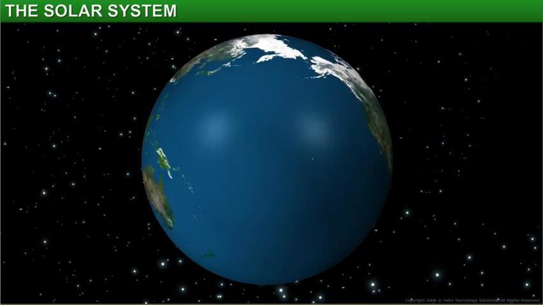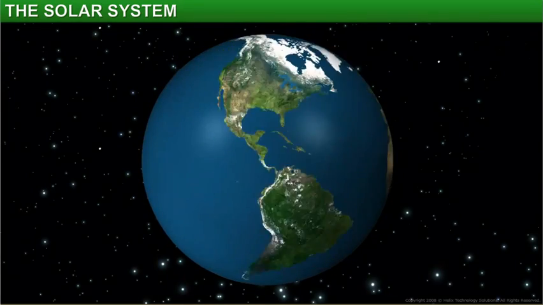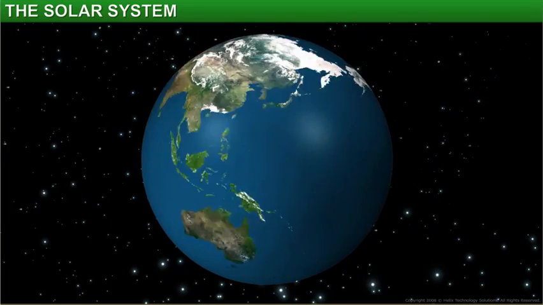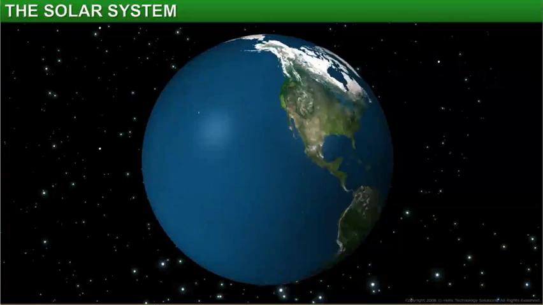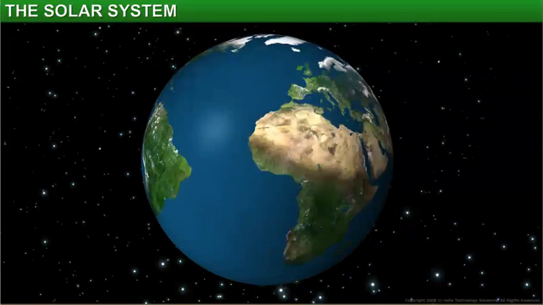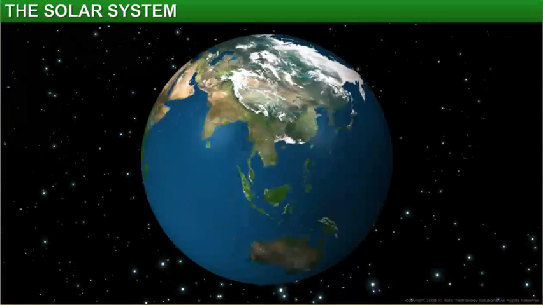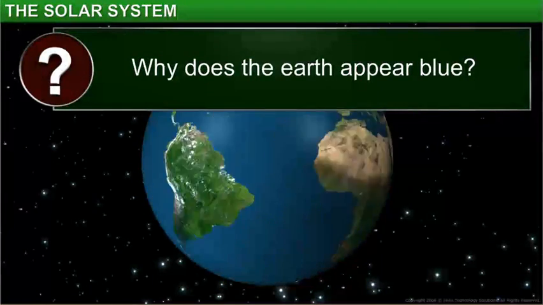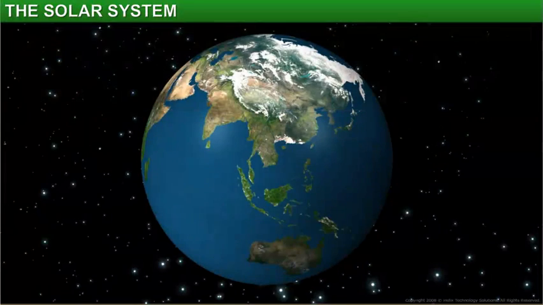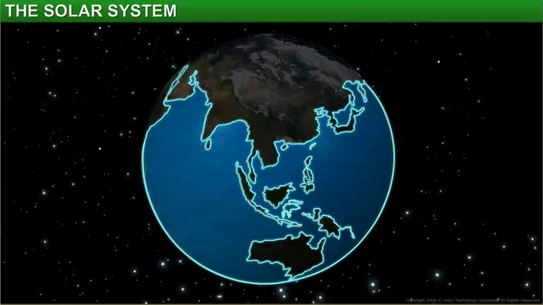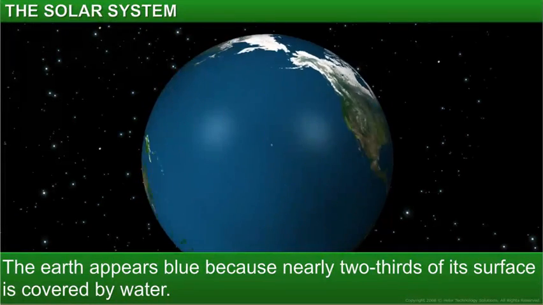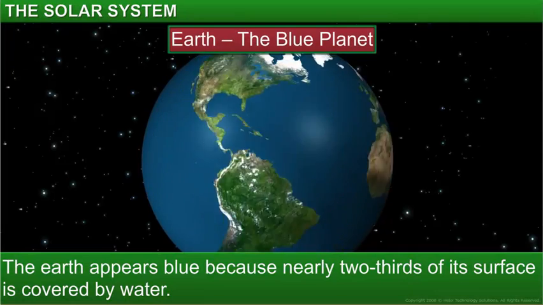Here's our planet Earth. What is the first thing that strikes you about Earth? Here is a clue. Look at its color. What is it? Earth appears blue in color. Why do you think it looks so blue? The Earth appears blue because nearly 2/3 of its surface is covered by water. Because of its color, Earth is also called the blue planet.